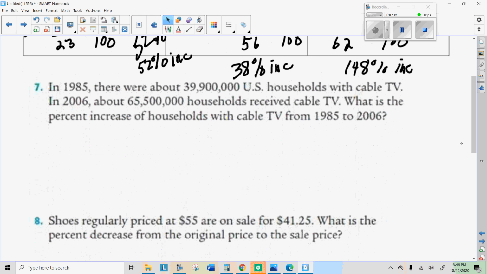All right, let's try it in a problem here. In 1985, there were about 39,900,000 U.S. households with cable TV. In 2006, there was about 65 million. What is the percent increase? So first of all, let's figure out how many more households received. So we're going to find the difference between this number and this number.